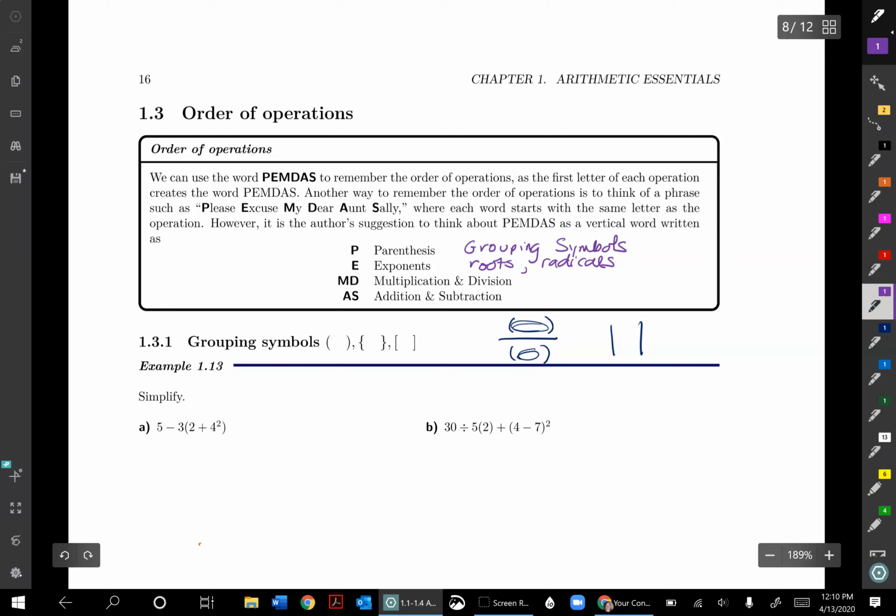Multiplication and division could be division and multiplication. It works left to right. On all of these, it's left to right. Same for addition and subtraction. Grouping symbols is usually in to out or distribute.